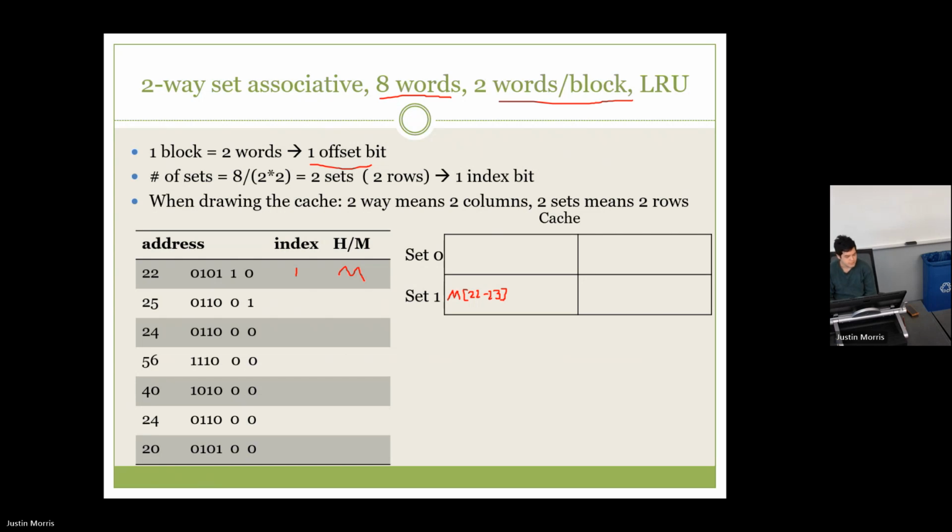Right. 25. What is my index? My index is 0. Set 0 has nothing in it. So there's no tag to check, right? Now here's the important question, what goes here? Memory 24 to 25, because of the offset.